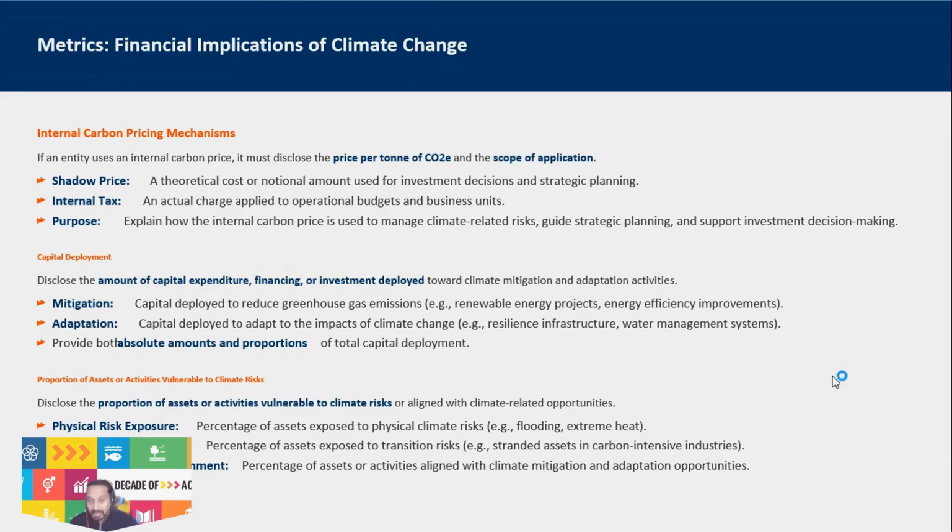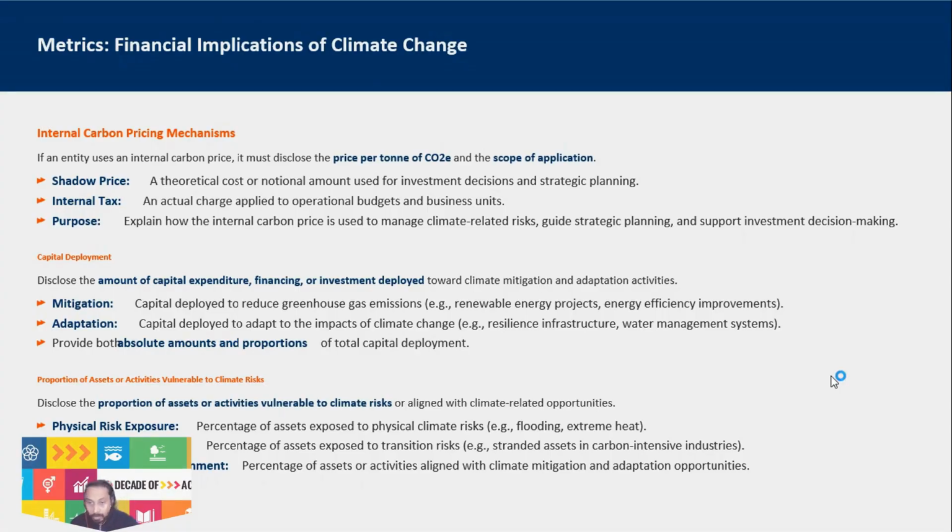The second is capital deployment. How much capex are you actually spending on mitigation and adaptation projects? The third one is vulnerable assets. What percentage of your assets are exposed to physical risk? For example, how much percentage of your assets, factories, or buildings are in a flood-prone area, where the flood risk is very high? That is part of your physical risk.